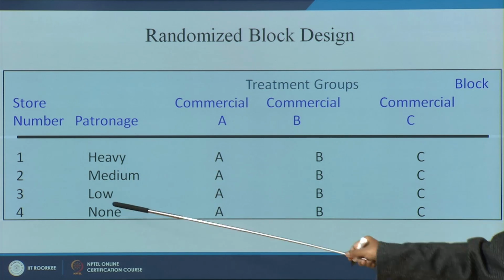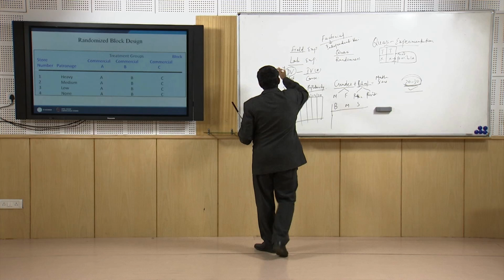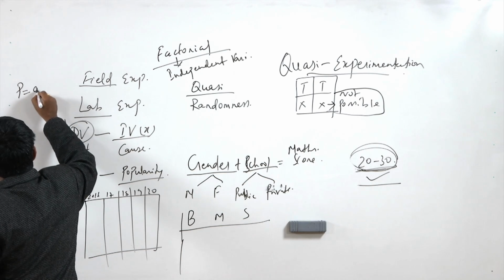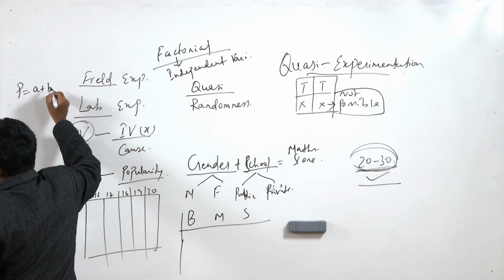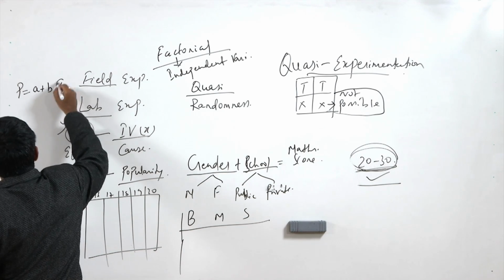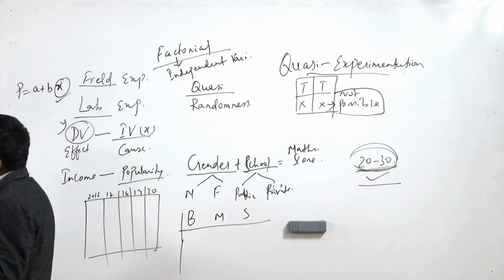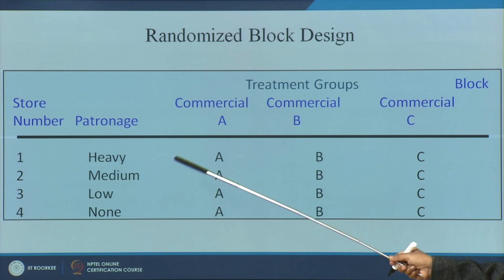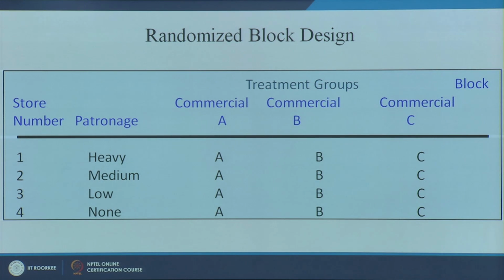So, that means the equation will look something like this: P is equal to, let us say, A plus B of the type of commercial, the X, where X is the commercial. So, the patronage is getting affected by the type of commercial; we are trying to see this. So, this is one block, this is the second block, this is the third block.